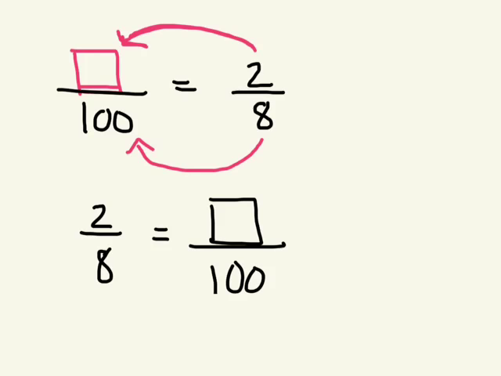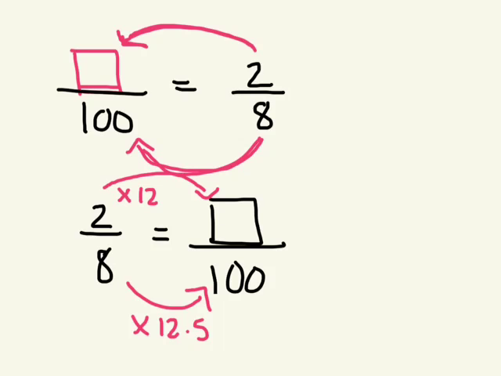And we need to figure out how we get from 8 to 100. So 8 times something will give us 100. What did you get? 12.5. Good. 8 times 12.5 is 100. So what do we need to do with the numerator? Multiply by 12.5. Good. So 2 times 12.5 is, what do you get? 25. Okay, so that means that 2 out of 8 equals 25 out of 100, or I can say that 2 over 8 equals 25% because percent's out of 100.